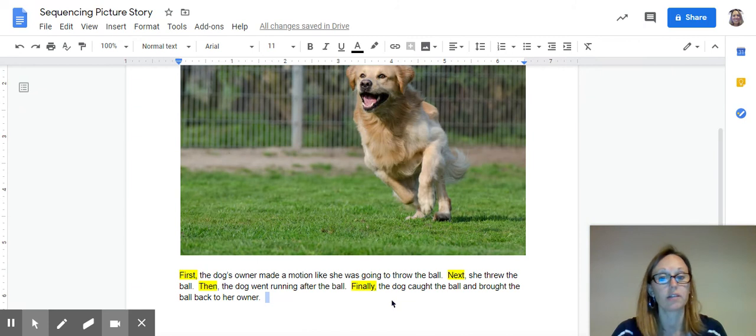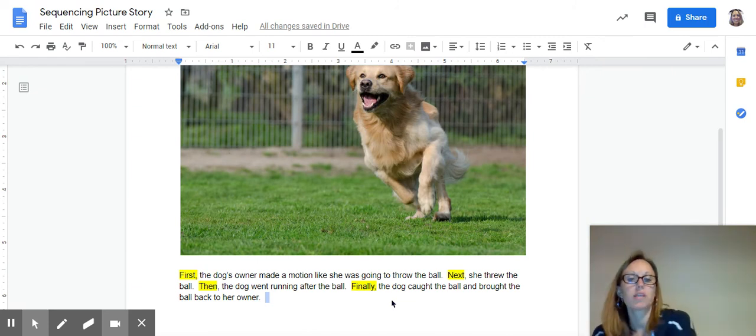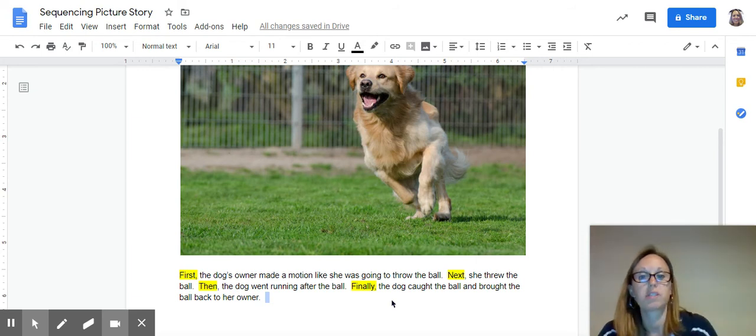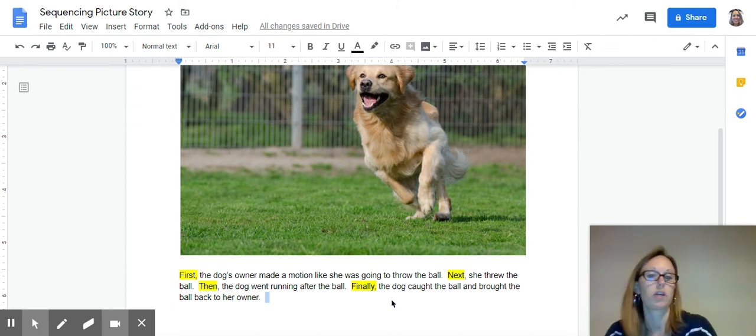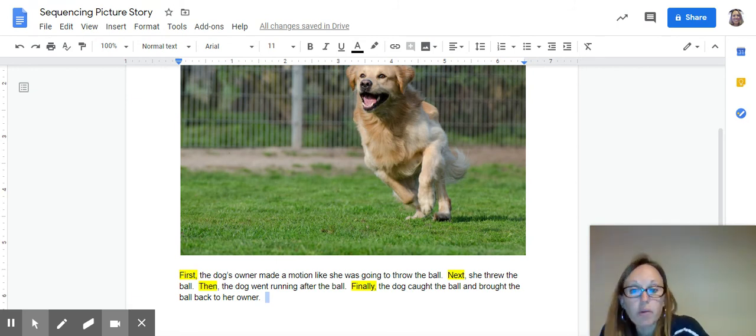So that's your finally. So your first is what's happening before the ball. Even your next is what's happening before the ball. And then your then is what's happening right now. And then your finally is what's happening after the picture is over, or what you predict is going to happen afterwards. Okay, so that's what we're going to work on this week.